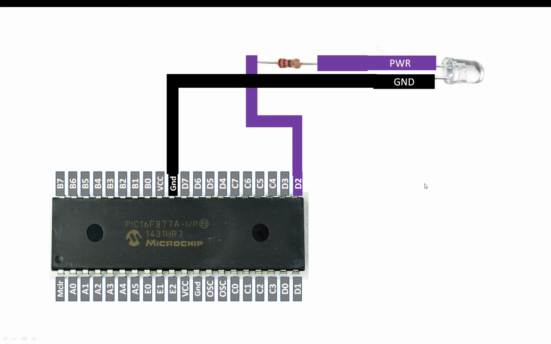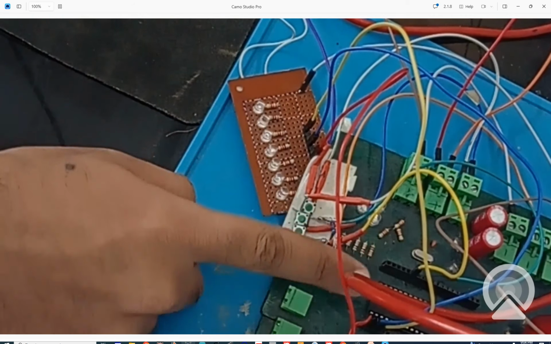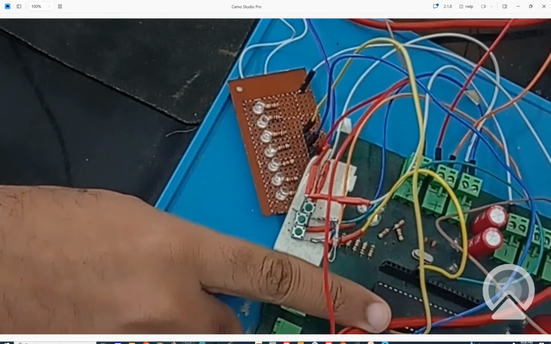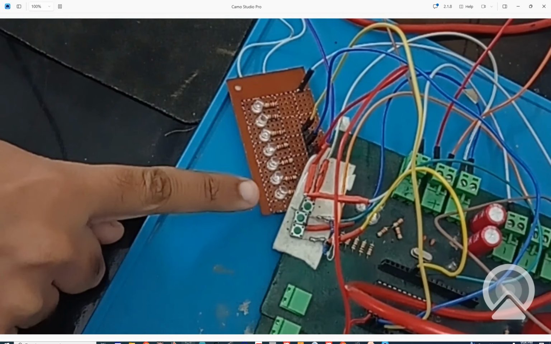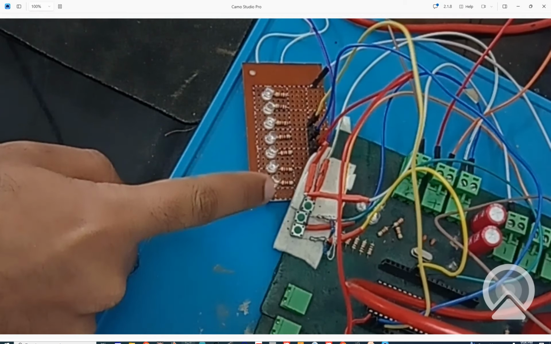So let's move on to the hardware. Let me show you the hardware, then we move on to the programming. So guys, this over here is our hardware. This is our PIC16F877A behind the wire here, and this is the LED we are going to use here. Simple as that. Rest of the LEDs will not be used. Only this LED will be used.